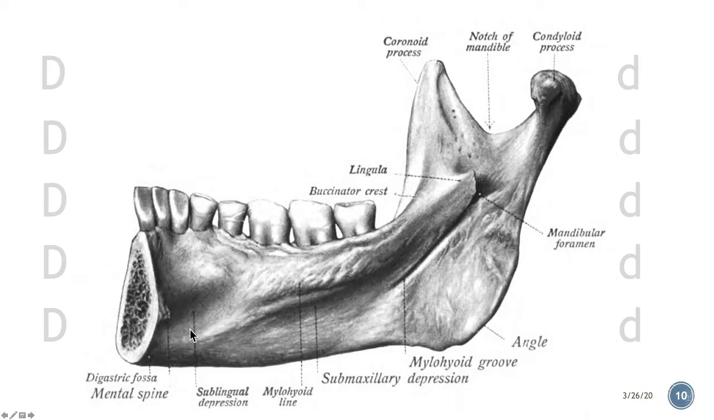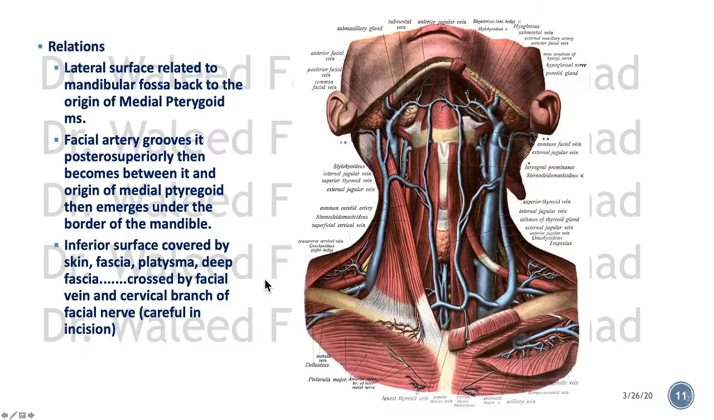This is another depression called the sublingual depression or fossa, and of course, logical, it's filled up with the sublingual gland. This is the medial surface of the body of the mandible. The lateral surface, we said, has the submandibular fossa and the origin of the medial pterygoid.